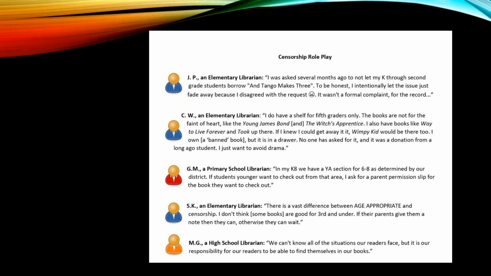And if a kid brings Wimpy Kid home and mom goes ballistic, then the kid can bring it right back, right? That's the relationship between mom and their kid. My mom was the one who would have gone ballistic, but it wasn't my librarian's job to police what my mom thought was going to be okay.